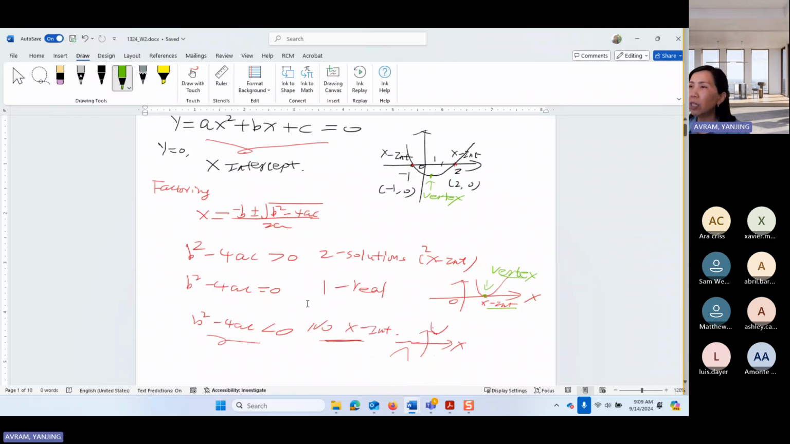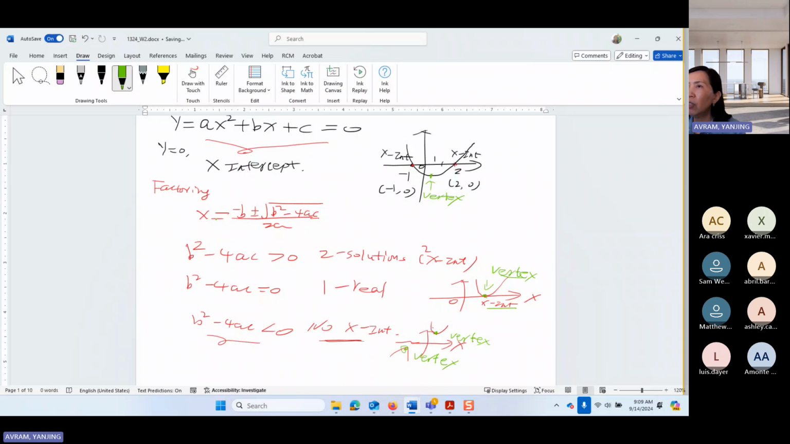In this one right here, you don't have an x-intercept, but you still have a vertex right here. So the vertex for a quadratic always exists, okay? That is the vertex right here. All right, so the way we find the vertex is very different.